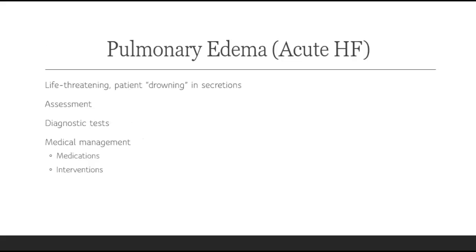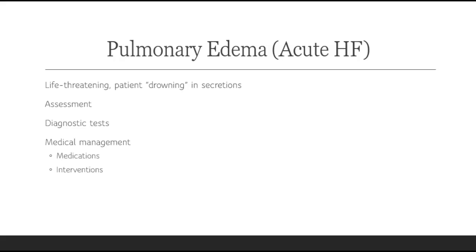Last thing we'll talk about is pulmonary edema, also known as acute heart failure. This is life-threatening, and it's often a complication of left-sided heart failure. There is an accumulation of fluid in the lung tissues and the alveoli in the lung. So that fluid from the left ventricle backs up into the left side of the heart and then backs up into the lungs. So basically your patient is drowning in their own secretions.